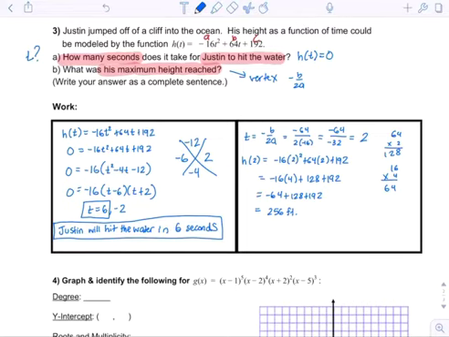So what was his maximum height reached? His maximum height reached was 256 feet. Okay, so there's that.